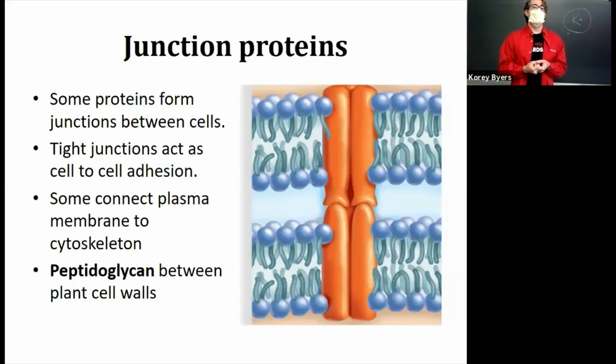And look at this word, you've seen it before. Peptidoglycan is the junction between plant cell walls. Where else do we see peptidoglycan? Who has a cell wall made up of peptidoglycan? Fungus are made up of chitin. Plants are made up of cellulose. Who else has a cell wall? Do we have a cell wall? No, we do not. We have plasma membrane. Bacteria, their cell wall is made up of peptidoglycan.